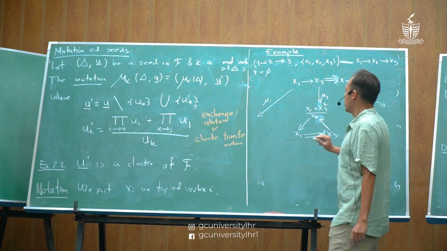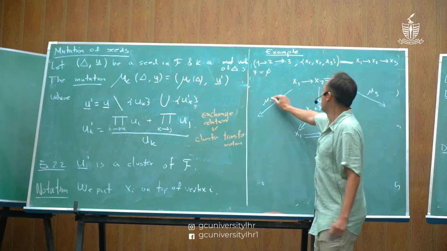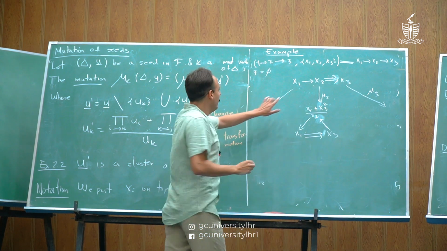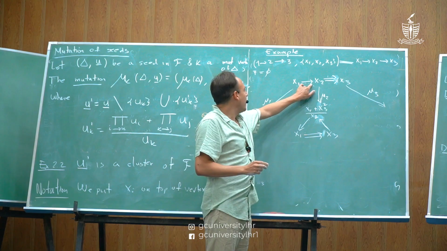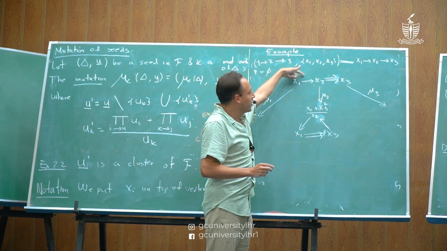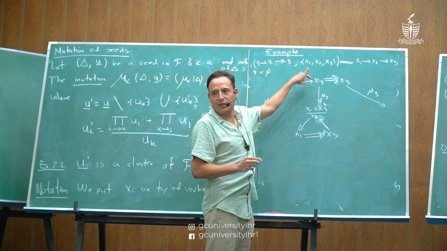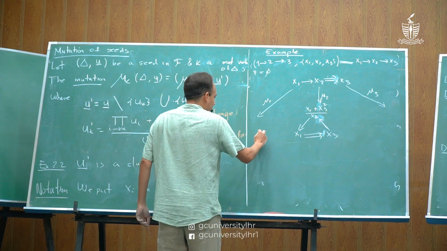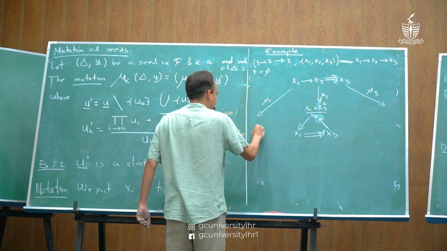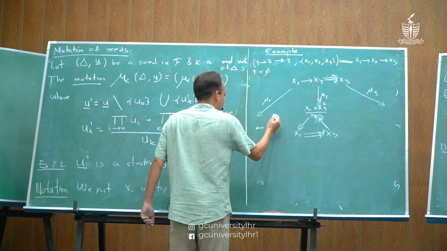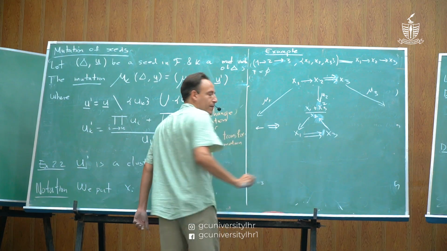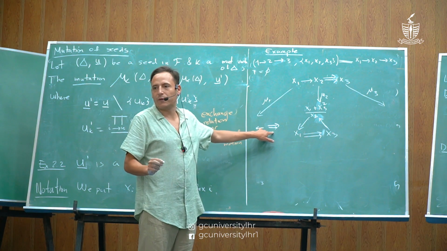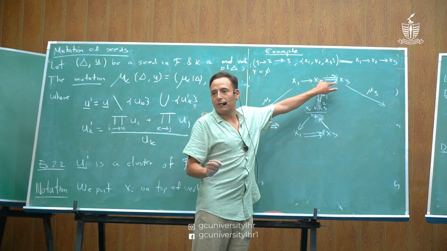Now, this is the mutation in direction 1. Let's do the mutation in direction 1. I have to mutate the quiver here. There are no paths of length 2 going through 1, so the first step is empty. I just have to reverse the arrows. So the quiver is going to be like this. Are we fine? This is the mutation of the quiver in direction 1 of that quiver.